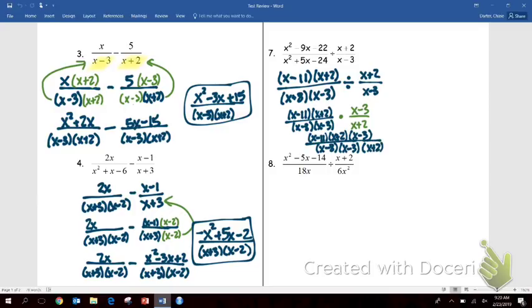And now we see what we can cancel. So I have an x plus 2 and an x plus 2. I have an x minus 3 and an x minus 3. So the only thing I'm left with here is x minus 11 over x minus 8.